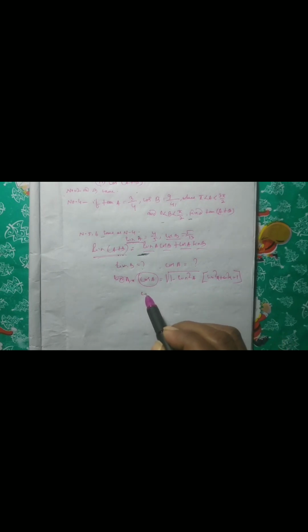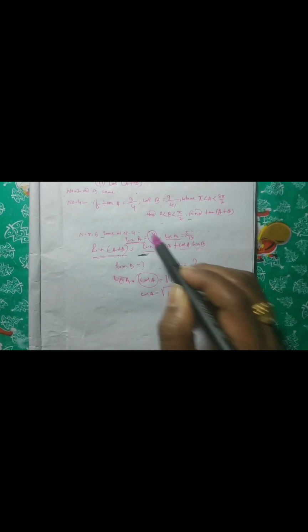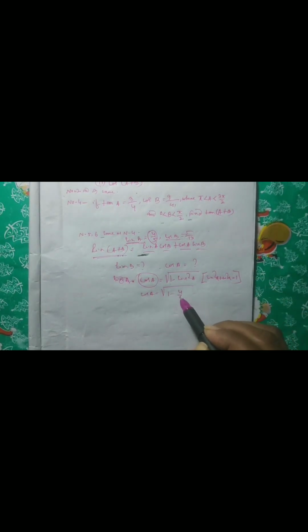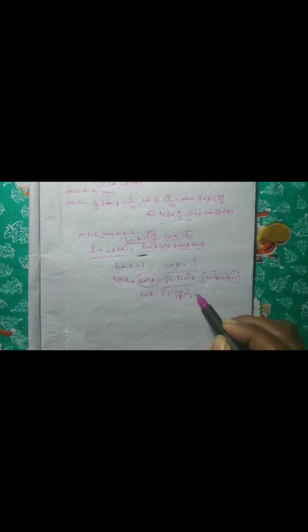What is the cos A value? Now 1 minus sin square A, where the sine value is 4 by 5. Sin square A means 4 by 5 whole square. Are you understanding? It is very easy, but you have to know how to calculate. Then the value will be 1 minus 4 by 5 whole square, so cos A is equal to what value?